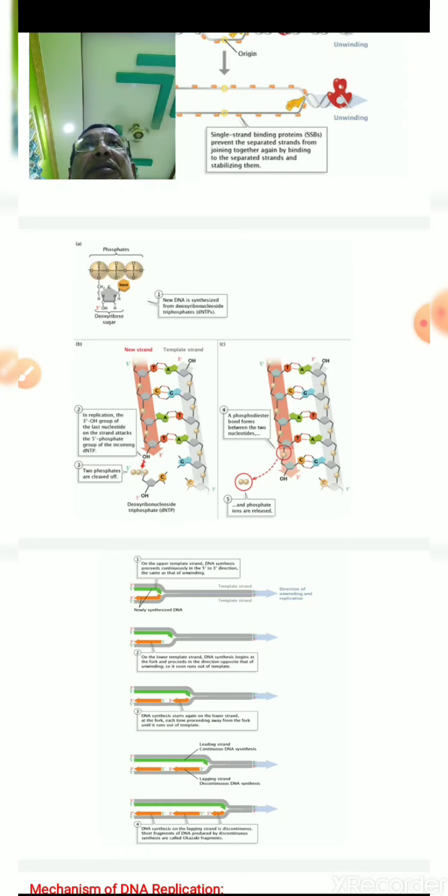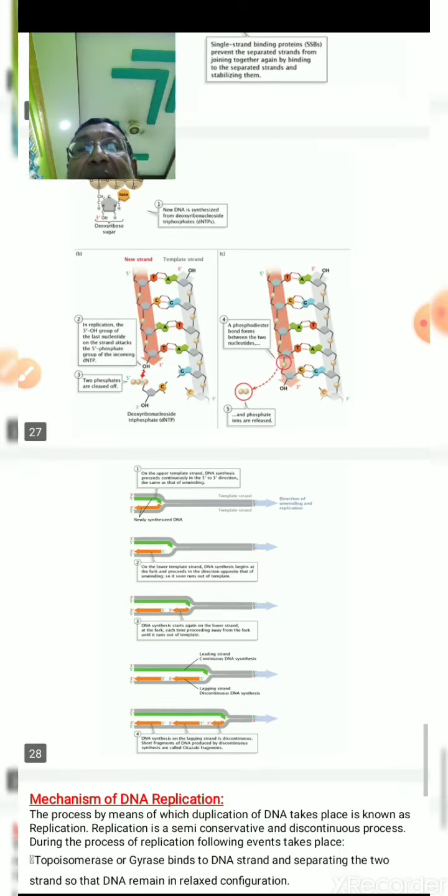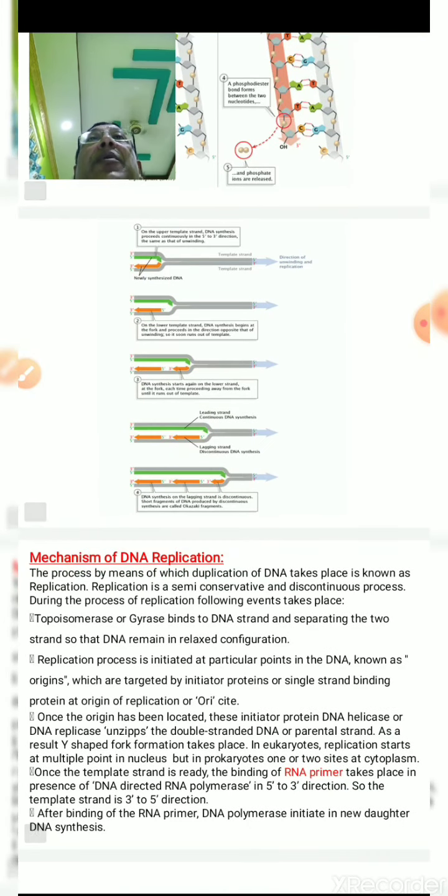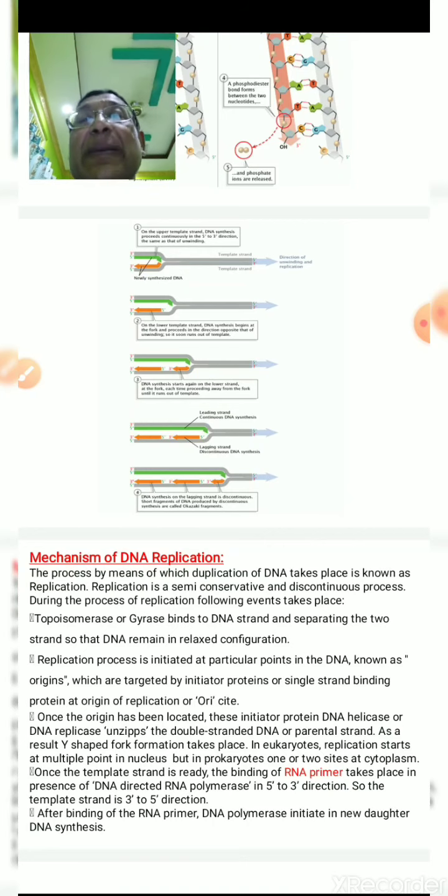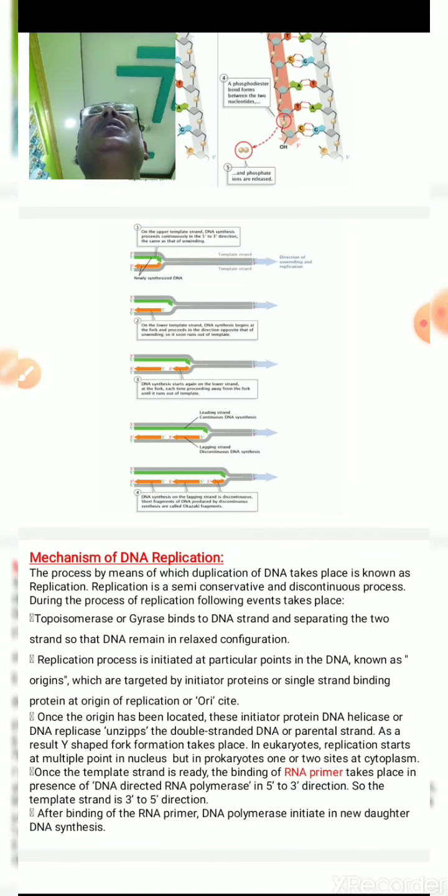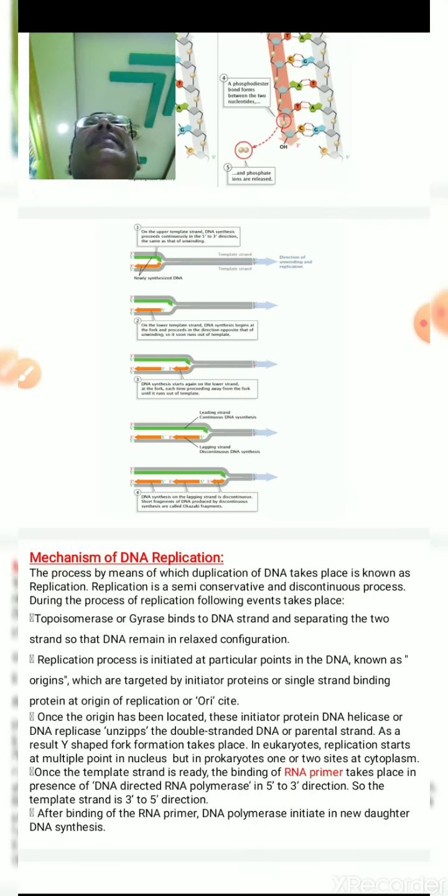This is the schematic model. In my next slide I have given another structure, a model of the DNA replication. Now in the first position, on the upper template strand, the DNA synthesis proceeds continuously in the 5' to 3' direction, same as that of the unwinding. So this is the template strand, this is also a template strand, and this is the new strand, green color. This brown color is also a new strand, the daughter strand. The direction of DNA synthesis is always 5' to 3', so the parental strand will always be 3' to 5'.